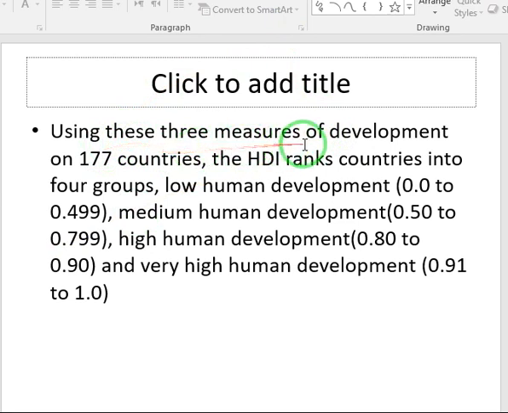Now, using these three measures of development on 177 countries, the HDI ranks countries into 4 groups. All countries in the world are ranked or divided into 4 groups. Lowest human developed countries. How would you know whether a country is a lowest human developed country? We have the benchmarks for it. And what are the benchmarks? The value of HDI should always be between 0.0 and 0.499.